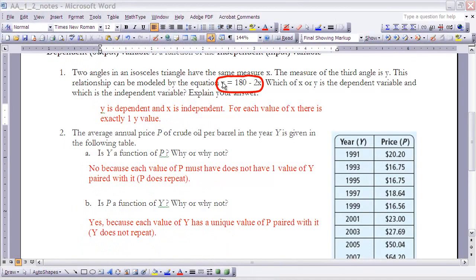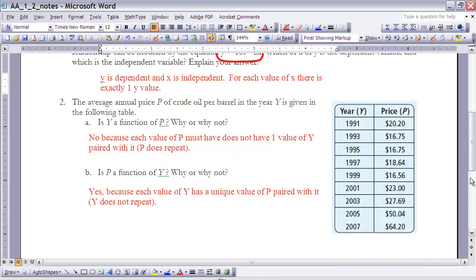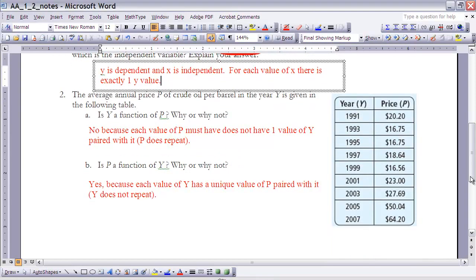Let's take a look at number 2. It says the average annual price P of crude oil per barrel in the year Y is given by the following table. Is Y a function of P, yes or no? And then part B, is P a function of Y, yes or no? Okay. Well, here's what we want to think about when we look at it in table form: how can I determine whether or not that's a function?